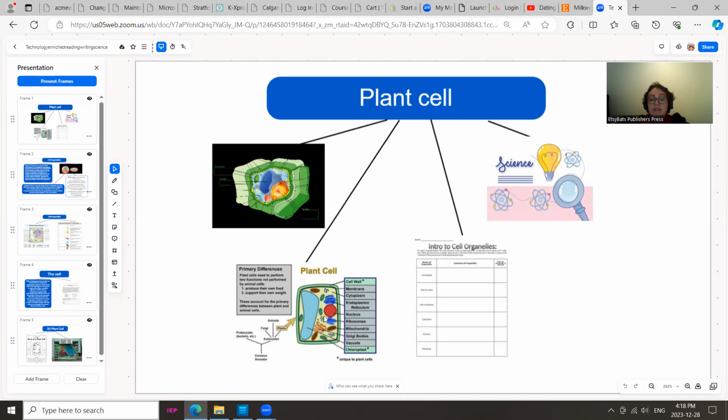The primary differences of plant cells as opposed to animal cells. Plant cells need to perform two functions not performed by animal cells. One, plant cells produce their own food, self-sustaining living organisms. Two, plant cells support their own weight. These account for the primary differences between plant and animal cells.